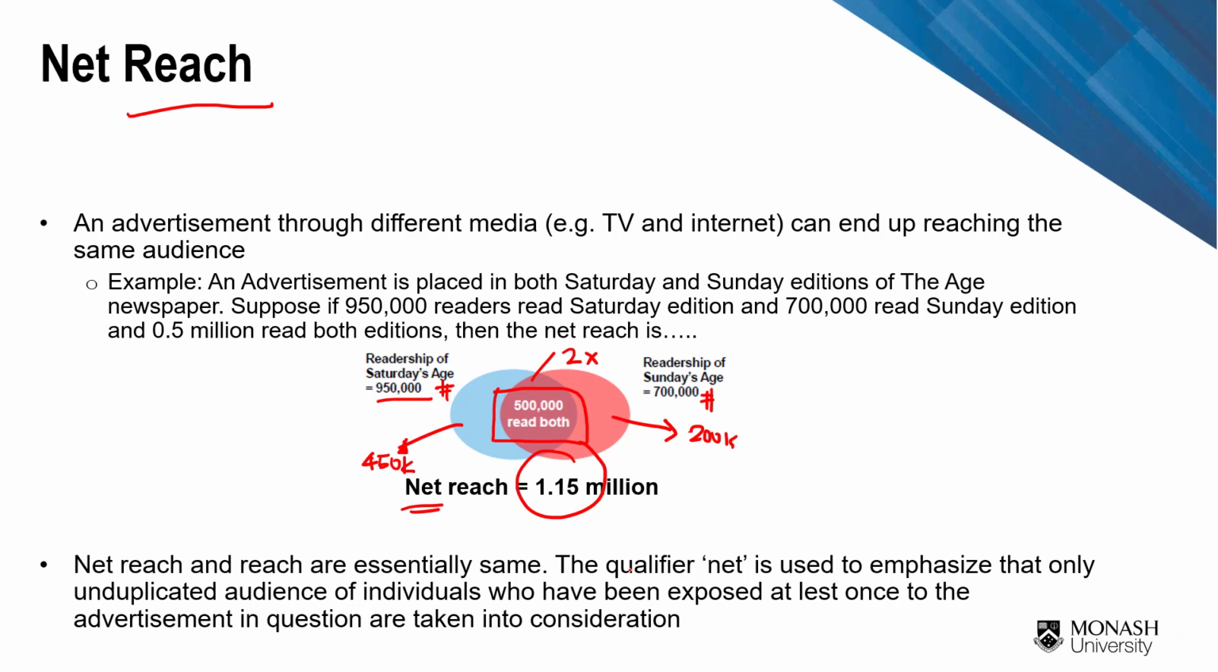They call it net reach here just to emphasize that it counts only the unduplicated audience. So you see there is this duplicated audience, and we have to deduct them such that only the unduplicated audience who have been exposed at least once is counted. That's the idea of what they call net reach. I hope that makes sense.